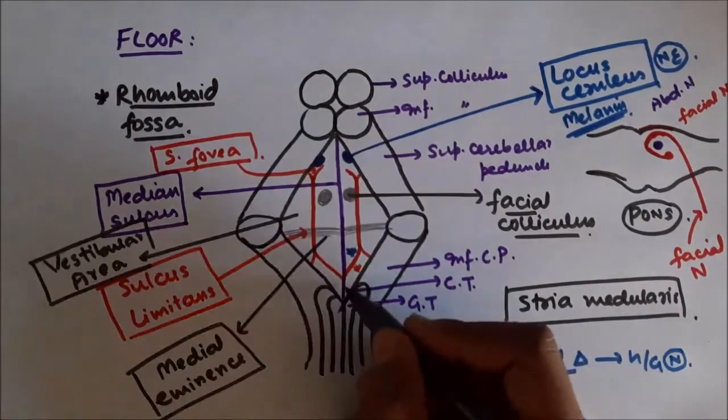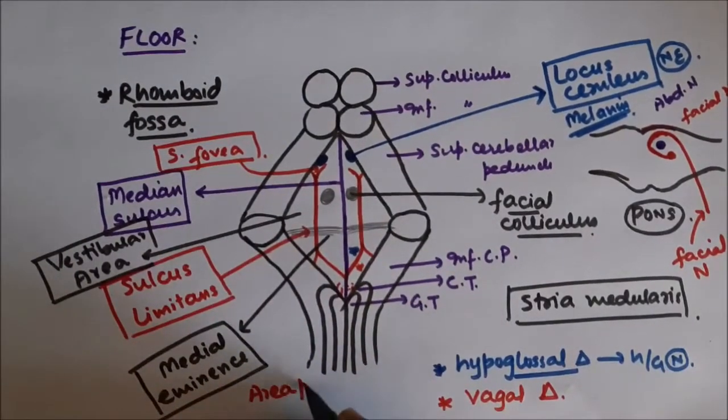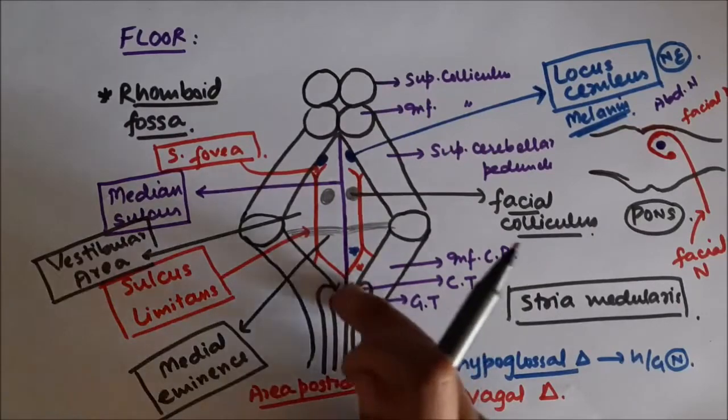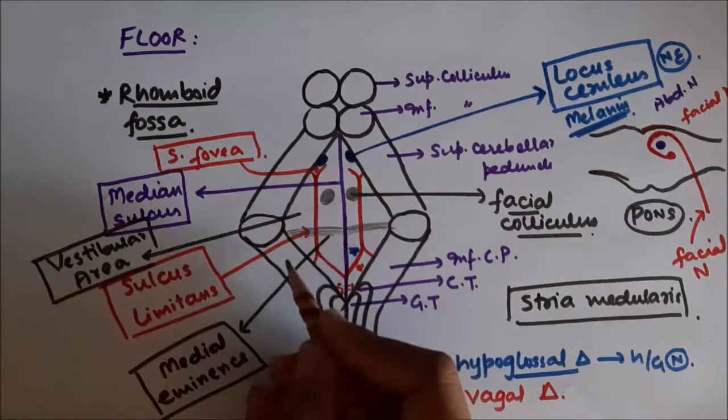Now, in the lower part, this small area is called the area postrema. It lies just above these tubercles, and the significance of this area is that the vomiting center is located here. That's the area postrema.